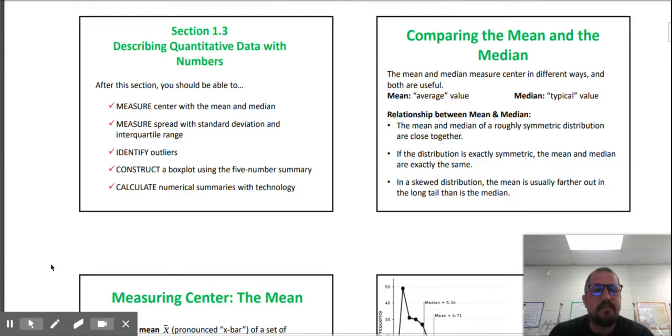As for the relationship between the mean and median, they should be very similar to each other if you have a roughly symmetric distribution. If it is exactly symmetric, the mean and median will be exactly the same. However, in a skewed distribution, the mean gets pulled. It's called a non-resistant measure of center. The mean will be pulled with the skewness. If it's skewed to the left, with a tail to the left, then the mean will get pulled down to the left. And if it is skewed to the right, then the mean will get pulled up to the right. That's what gives us the difference between the mean and the median.